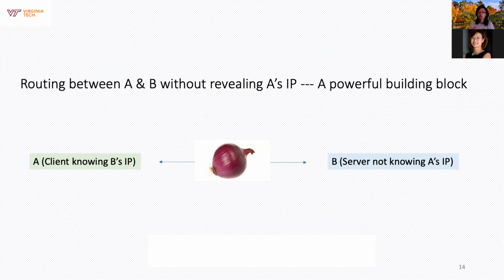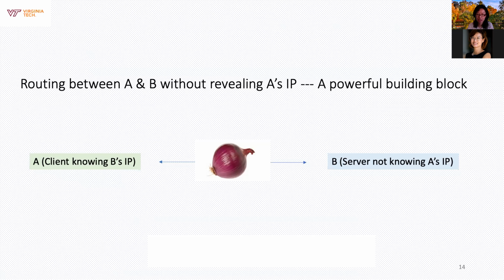So that's basically the onion anonymous routing for the client, where a client can hide her IP address, and the server doesn't care. The server does not know the client's IP address. So this is a very, very powerful building block. You can have A anonymously route to B without B knowing A's IP address.